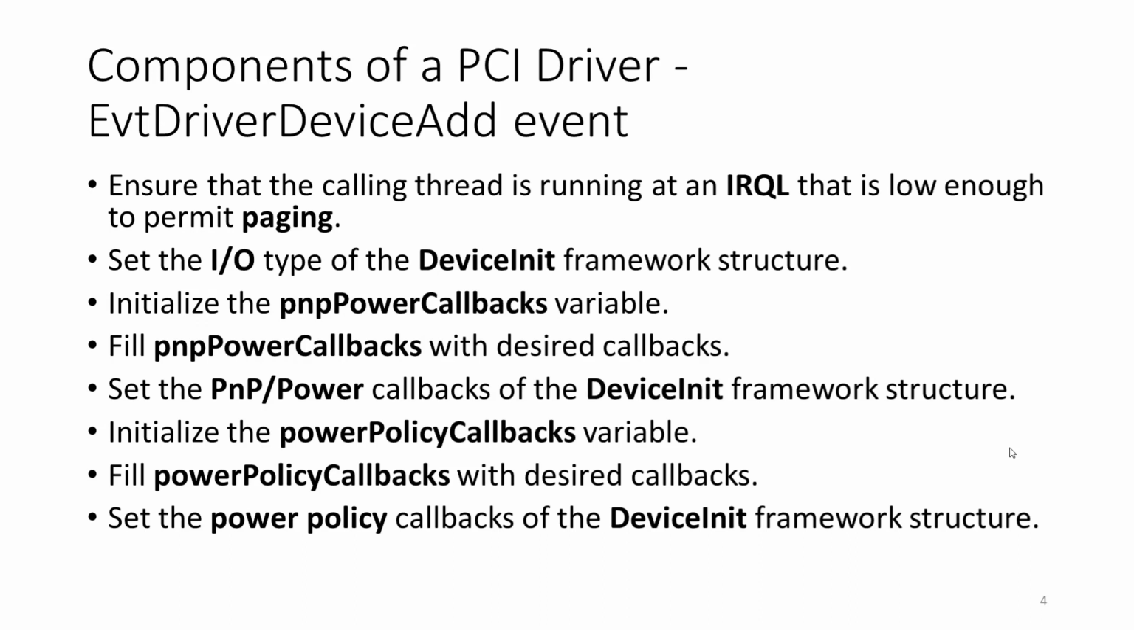The developer also needs to ensure that the calling thread is running at an IRQL that is low enough to permit paging. Then, we need to set the I/O type of the DeviceInit framework structure. Then, we need to initialize the pnpPowerCallbacks variable. Then, we need to fill the pnpPowerCallbacks with desired callbacks. Then, we need to set the pnpPowerCallbacks of the DeviceInit framework structure. Then, we need to initialize the powerPolicyCallbacks variable. Then, we need to fill powerPolicyCallbacks with desired callbacks. Then, we need to set the powerPolicyCallbacks of the DeviceInit framework structure.